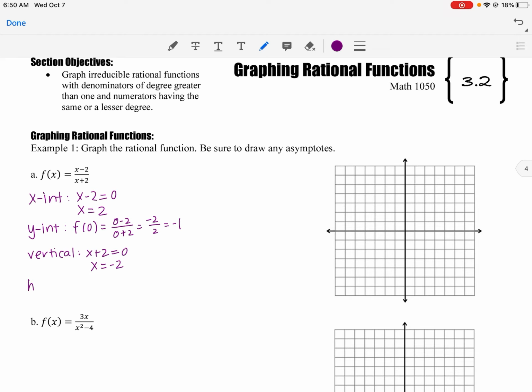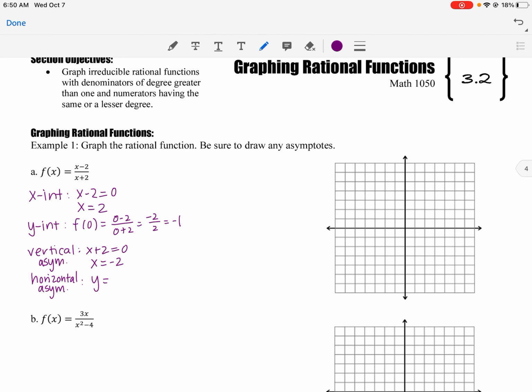Finally, for the, I probably should have written asymptote there, sorry. For the horizontal asymptote, we're looking at the degree. Since the degree on the top and the bottom are the same, we are going to do the leading coefficients, which is 1 over 1. So y equals 1 is that asymptote.